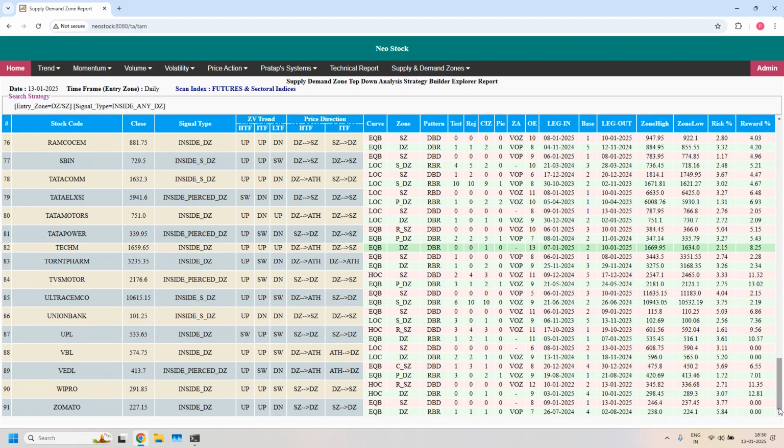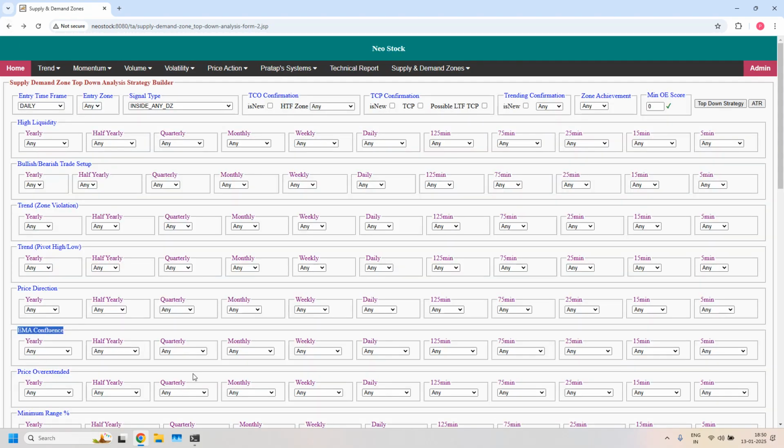So total 91 stocks are filtered. From these 91, we can further filter based on the daily demand zones having daily EMA confluence. So in the EMA confluence parameter at daily time frame, I am setting the filter daily demand zone having daily EMA confluence. And the trend on daily time frame should not be sideways. It can be up or down. Now let's filter. Out of 91, how many will we get?